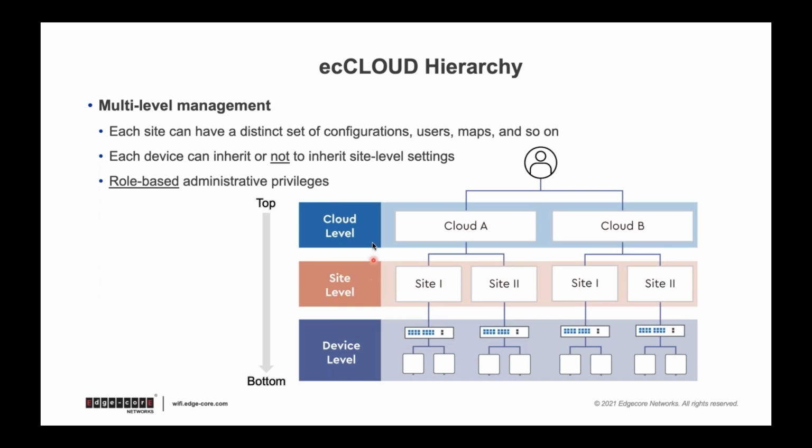And the administrators can also have different configuration options at different levels. For example, they can have administrator permission control in cloud level, and they can have site configuration in site level, so that they can apply configurations to all APs in one site. And administrators can also configure a specific configuration option to a specific AP in the device level.